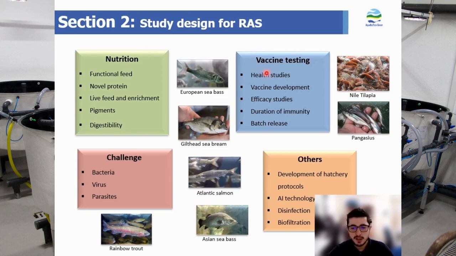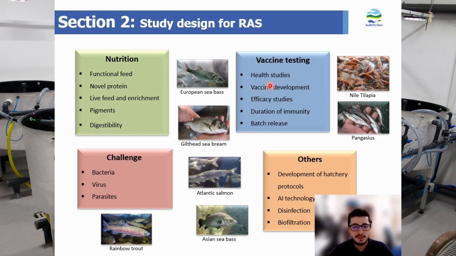Second category is about vaccine testing. A simple, safe, and effective way of protecting animals against harmful disease before they come into contact with them. Among the trials that can be performed, special attention must be put on health studies, vaccine development, efficacy studies, duration of immunity, and batch release.